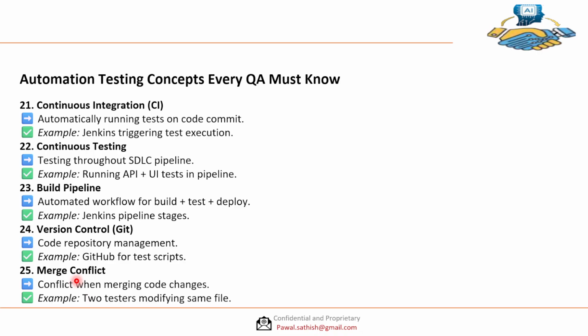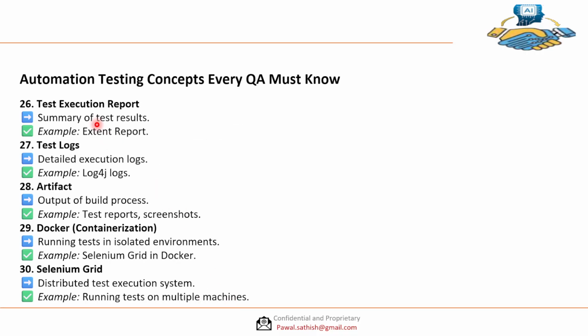Then sometimes we say the merge conflict is happening. Suppose two of our team members are working on the same module and the same method, then definitely a conflict is coming. So that is called the merge conflict, when merging the code changes, two testers modify the same file.